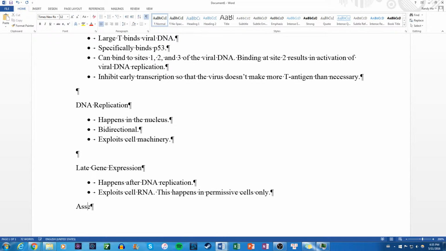And finally, you have assembly of the virus. In permissive cells, you have viral release. In non-permissive cells, you have tumors.